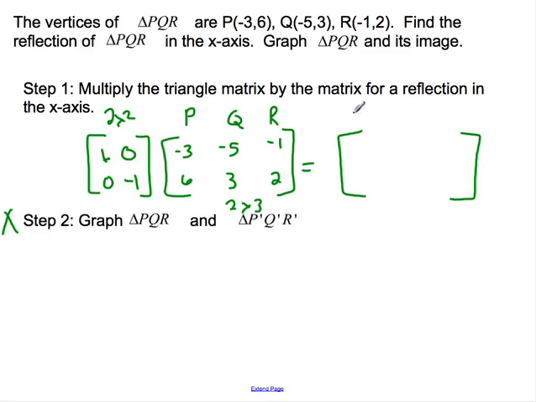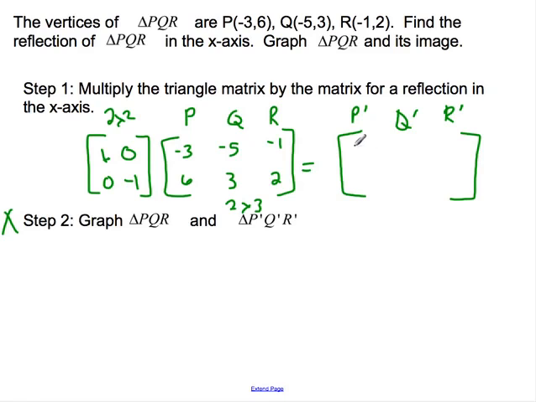And it'll tell us P prime, Q prime, and R prime, which will be the coordinates. So that's where we're at. Why don't you guys take just a second? Why don't you multiply this, and I'll show you the results here in just a second. Why don't you pause and multiply?